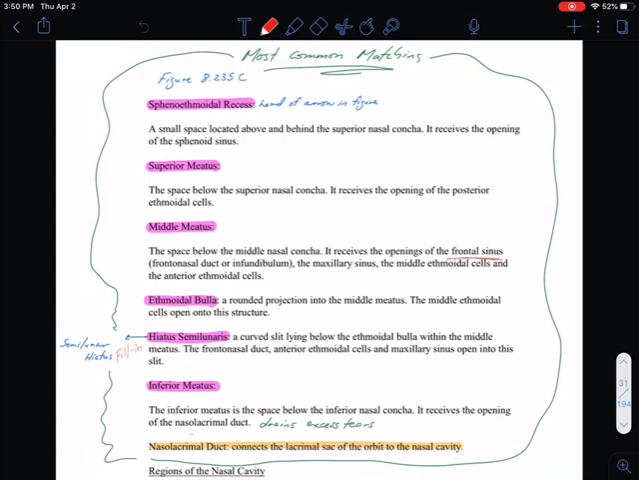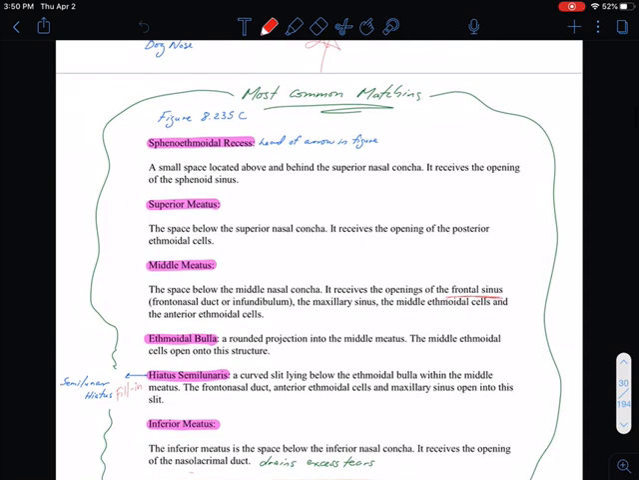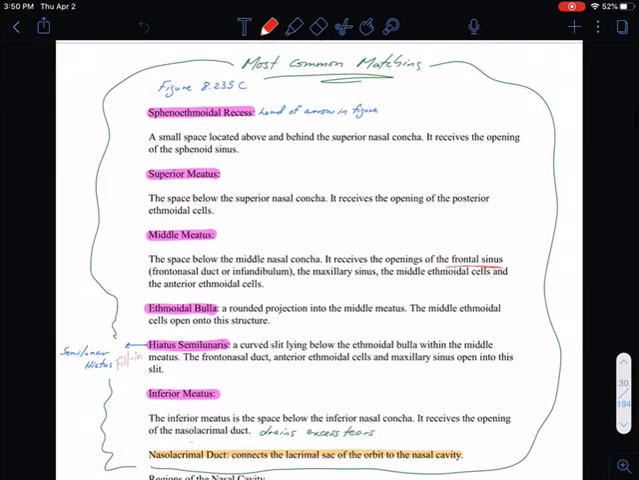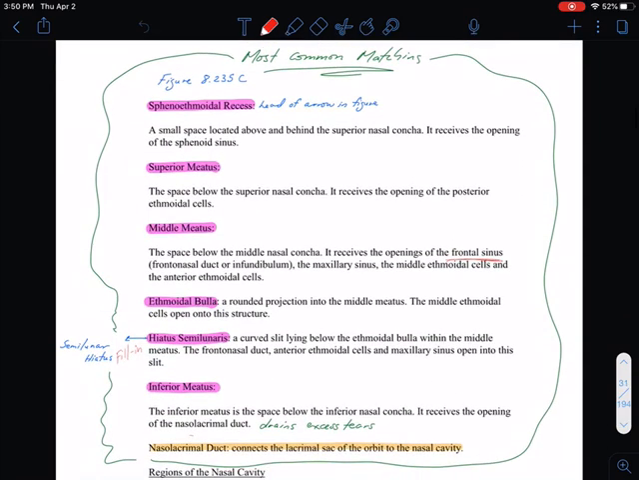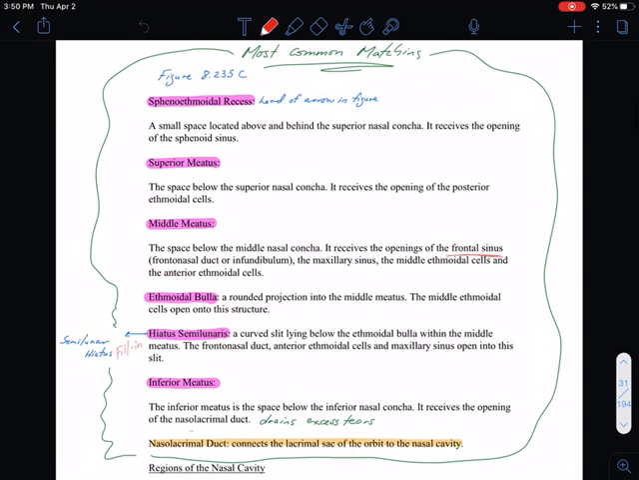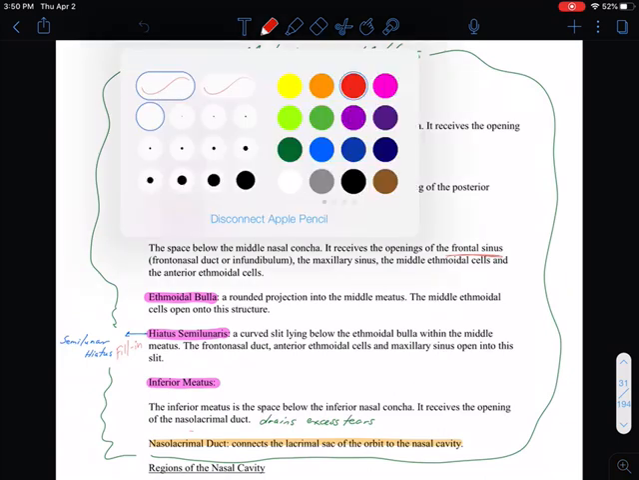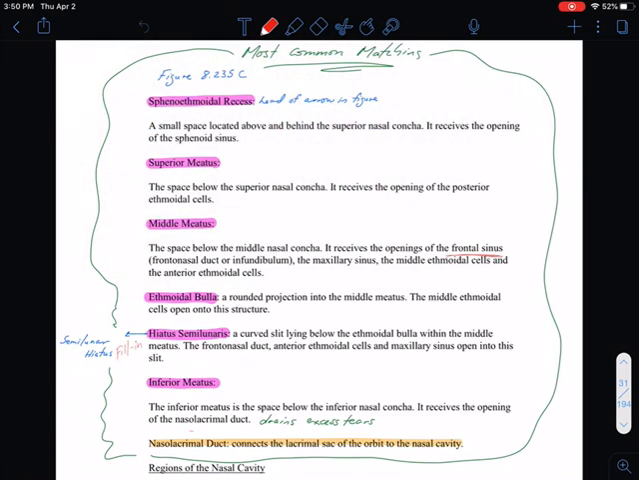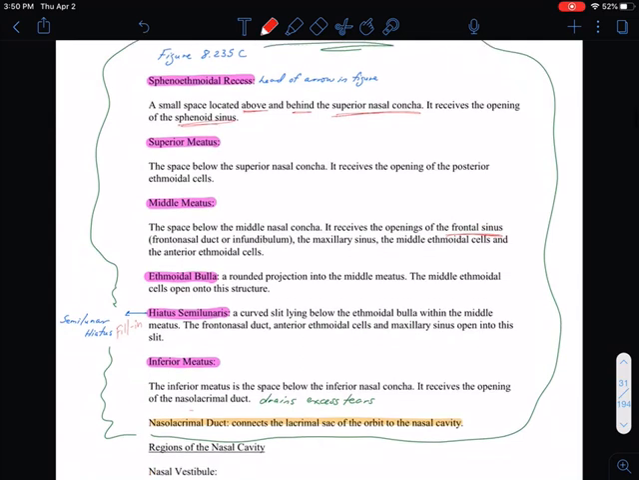So let's get going. Right now we are on page 31, and this is one of our more common matching sections here. Just going over some of the things within your nasal cavity. First, we're starting off with our sphenoethmoidal recess. It's a small space located above and behind that superior nasal concha. It receives the opening of the sphenoid sinus.